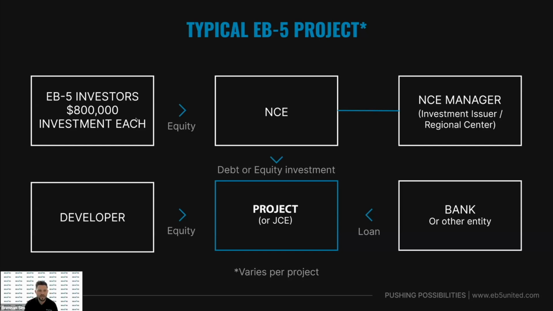And then every investor here owns one share worth $800,000. So the $800,000 gets paid back. And every year of the loan, the developer is also paying interest. So if the developer does not pay the interest or they do not pay the loan back at the end of the loan term, they are in default.